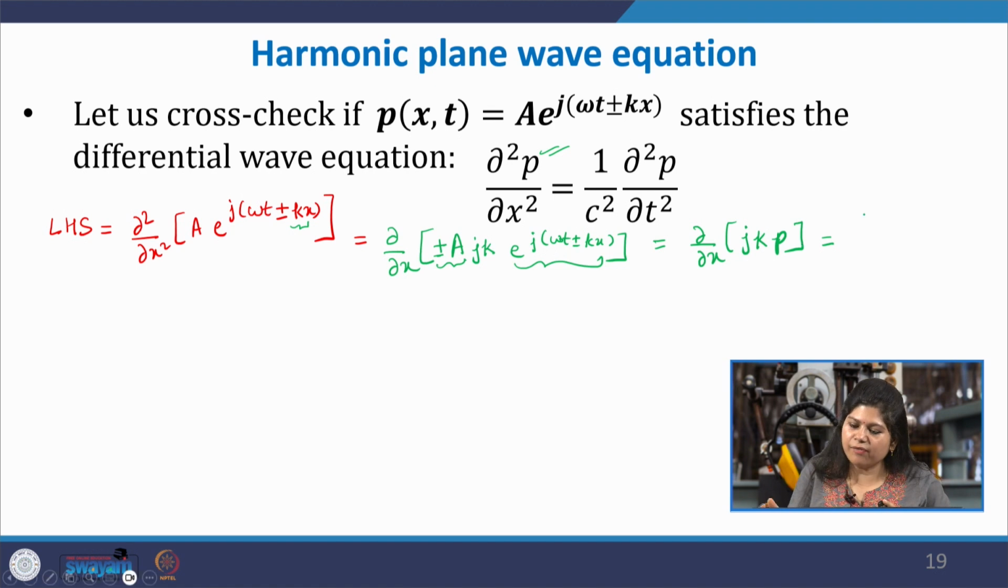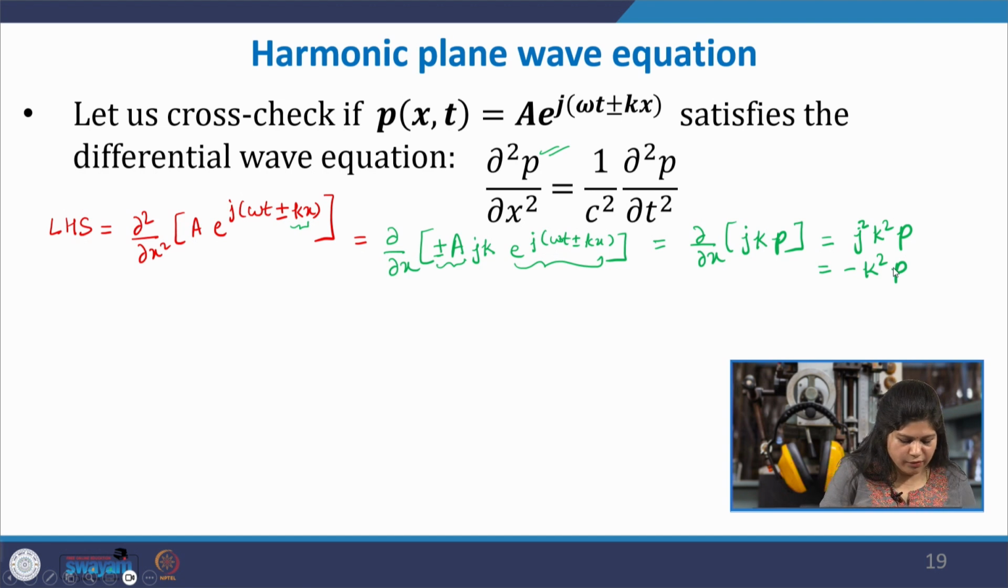We again have another constant which is j k. So, j k multiplied by j k. So, j square k square times p we will be getting, and j square is minus 1. So, minus k square times p. So, this is our left hand side. Now, let us solve again for the right hand side.